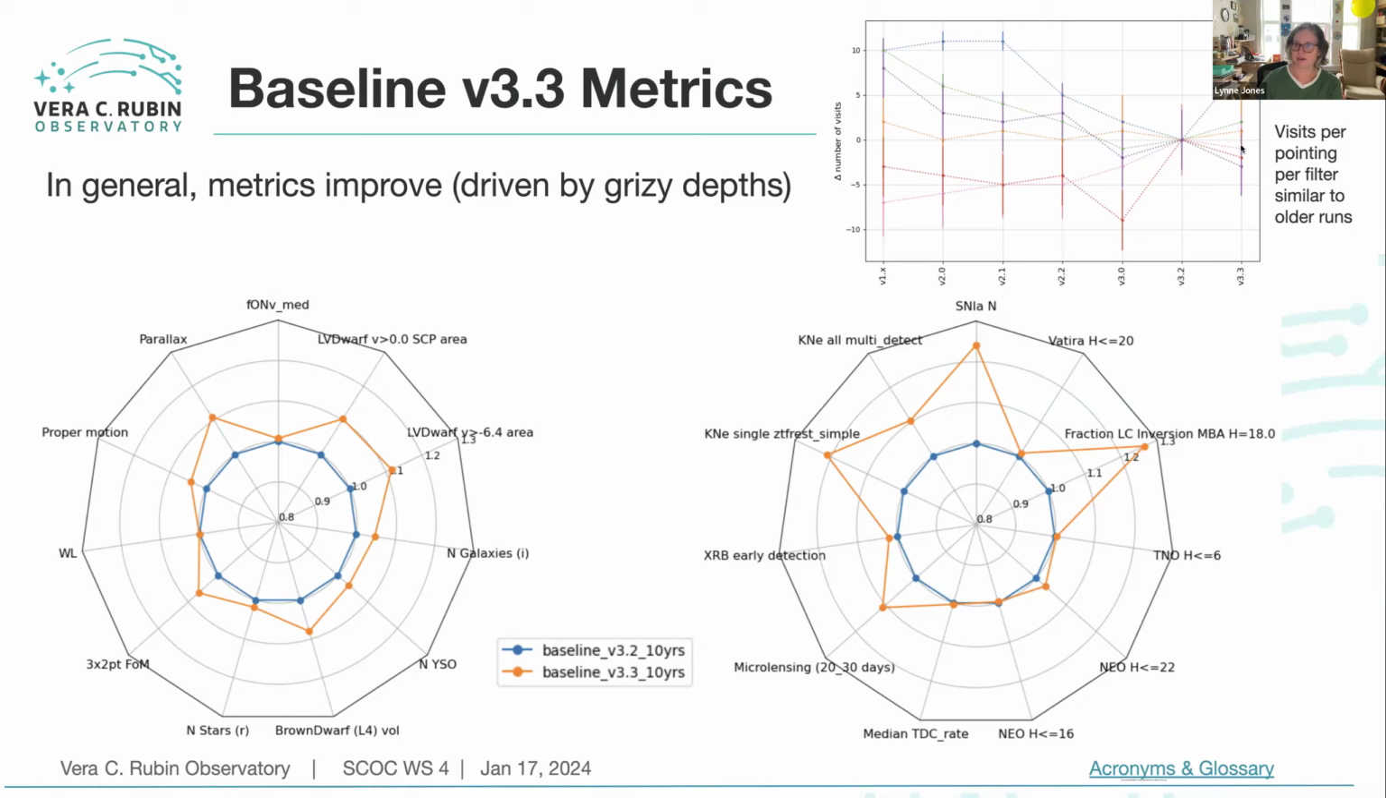And then the number of visits in the other filters, there's a very small shift, but it's basically the same. Okay, so in general, our metrics improve. Most of these metrics, when you look at what they actually care about, the increase is being driven by the increase in those GRIZY depths, because the number of visits is about the same, but those individual visits are a little bit deeper.